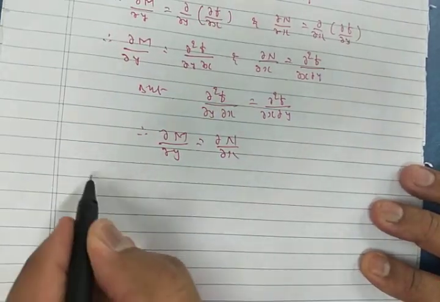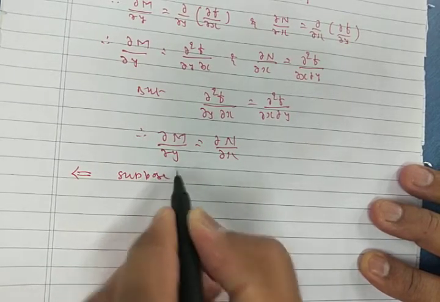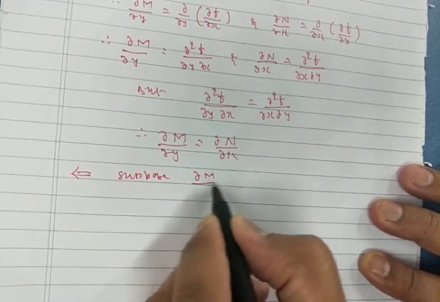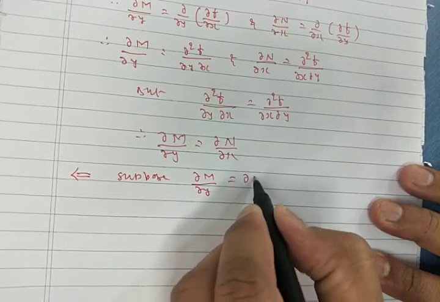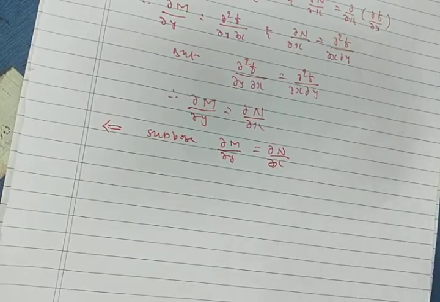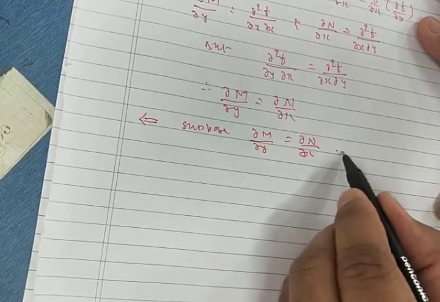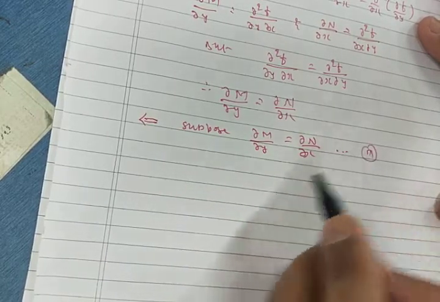Now conversely, this part. Suppose del m by del y is equal to del n by del x. And our aim is to show that the differential equation is exact. So consider v, say this is result number 3.